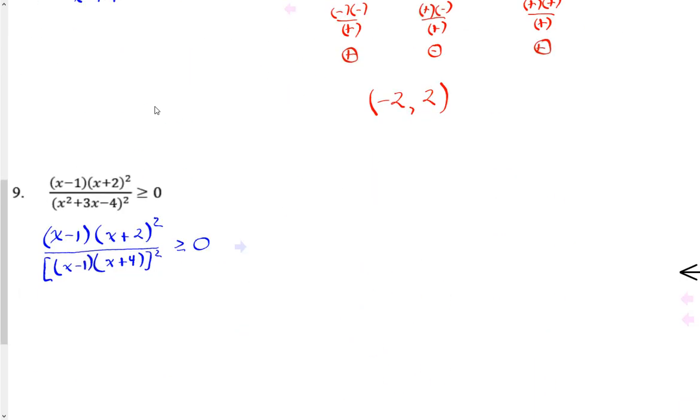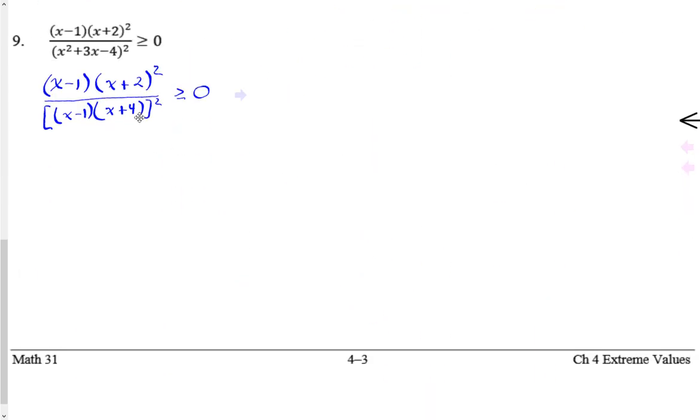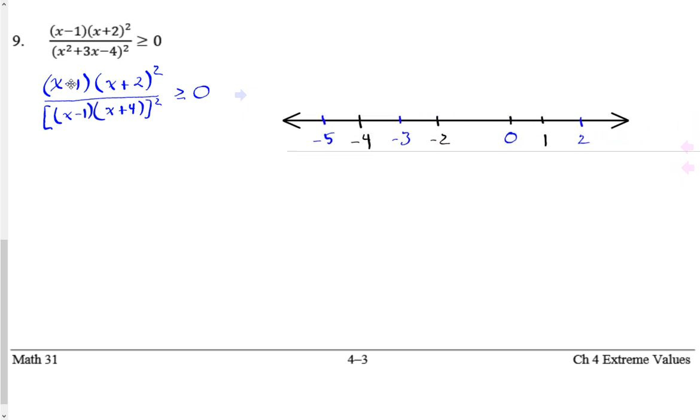And the fact that this is squared is useful because it tells me my denominator is always positive except when it's 0. So here we have an interesting situation. Because we have this common factor, which gives me a point of discontinuity, well, it looks like it. But because this factor is squared, it turns out not to be a point of discontinuity. So I need to consider when x is -4, -2, +1, and the intervals created by those points.